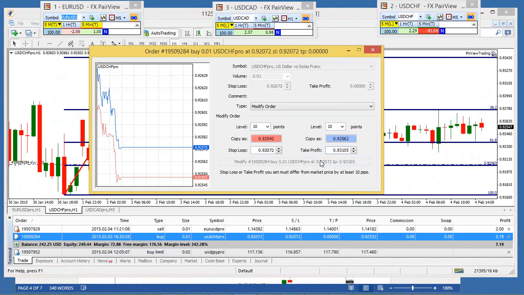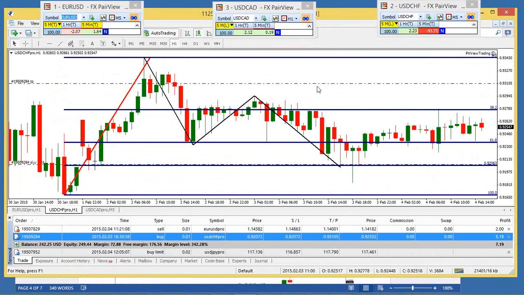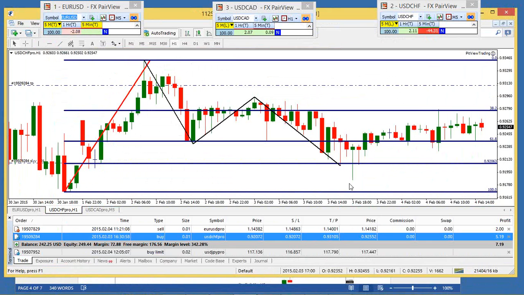There we go. So what does this mean? It means I've captured 50 pips on one lot. I'm still long. I'll still keep looking at dollar Swiss.